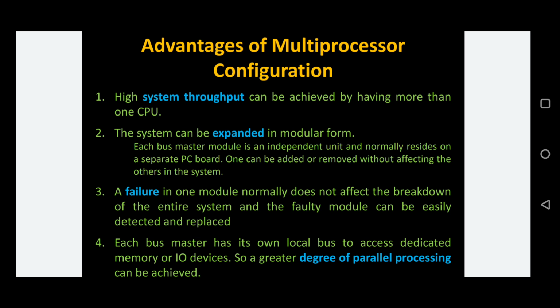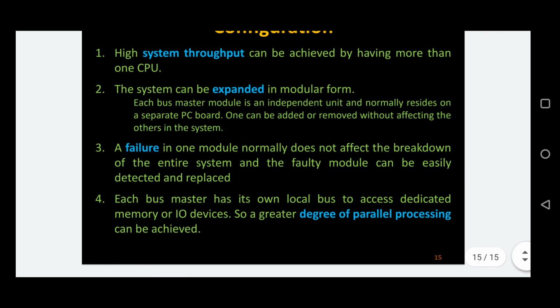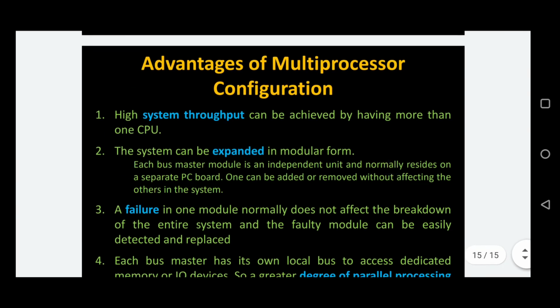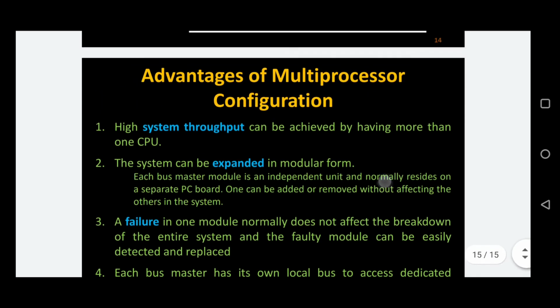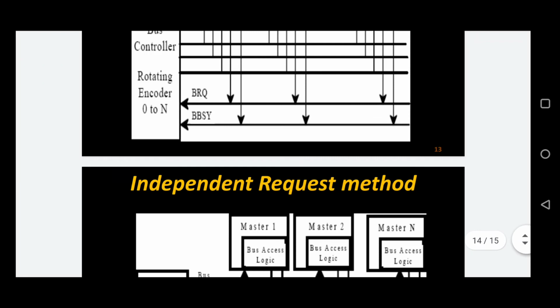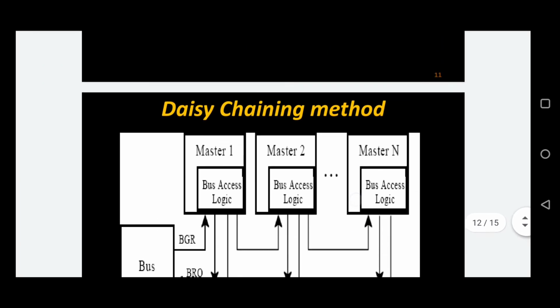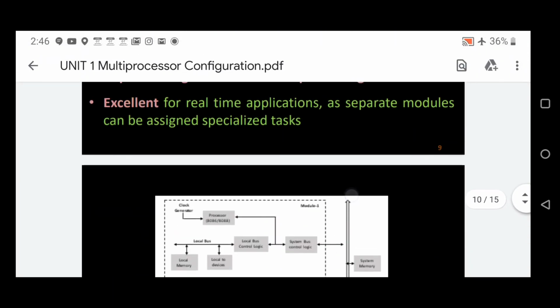The second advantage is that the system can be expanded in modular form. The last one is that a failure in any one module does not affect the whole system. And finally, by using the multiprocessor configuration, the degree of parallel processing is easily achieved. Parallel processing, that is concurrent operation, is easily achieved. So this is the overall concept of the multiprocessor configuration.